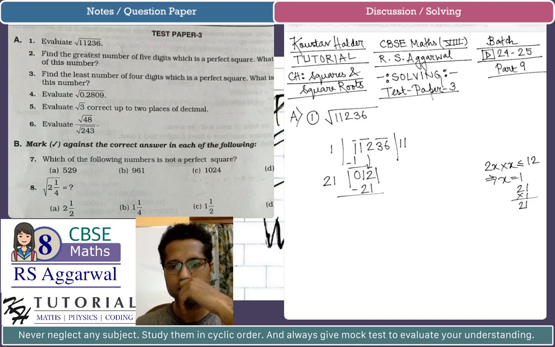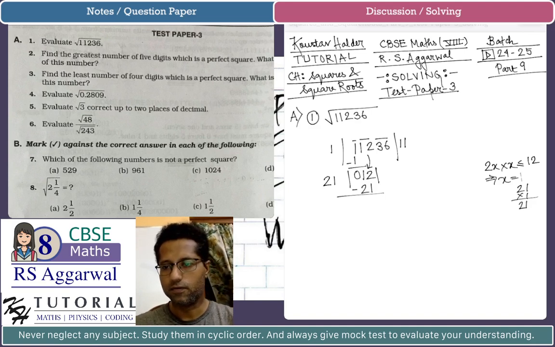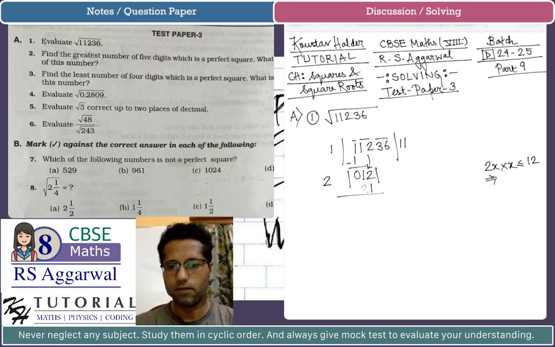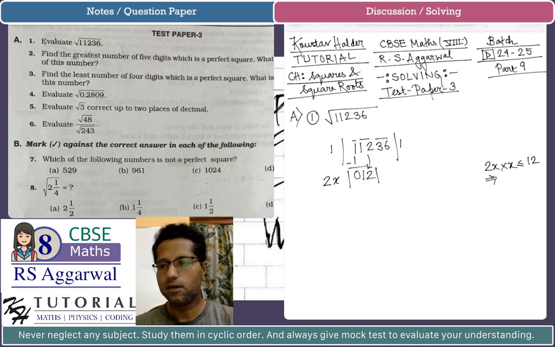Sorry, it will not be 1 because the dividend is 12. What I am doing is, for the dividend, we have to find the digit x such that the two-digit number 2x multiplied by x is less than or equal to 12, and we have to find the largest x.